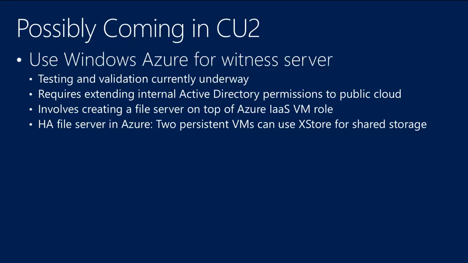I'm working with CSS and Windows and Exchange, and we're actually trying to validate use of Azure for your witness server. Now, a couple things I need to point about this. One is that even if we get this to work, you might not want to do it because it's going to require you to take your corporate Active Directory and extend your permissions to the cloud. Basically, roll out a DC in the cloud and an Azure IaaS. Okay, so keep that in mind. It's going to require that, and it's going to require Azure as well.